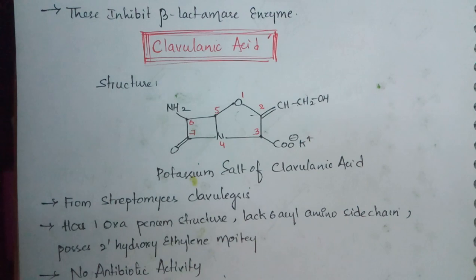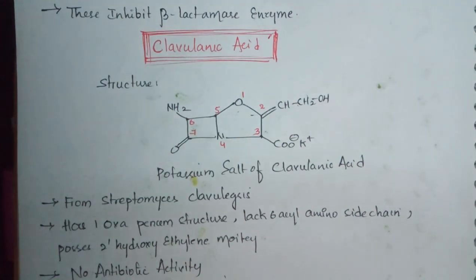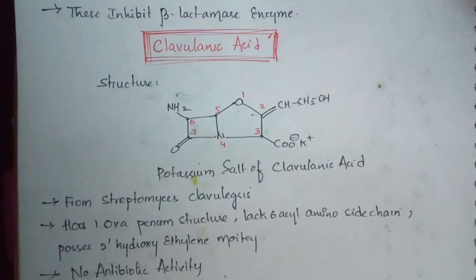In this video, we are going to discuss beta-lactamase inhibitors. What is beta-lactamase? It is an enzyme that cleaves the beta-lactam ring present in penicillin and many other antibiotics, which makes them inactive towards gram-negative bacteria. So here we take the example of a beta-lactamase inhibitor, that is clavulanic acid.